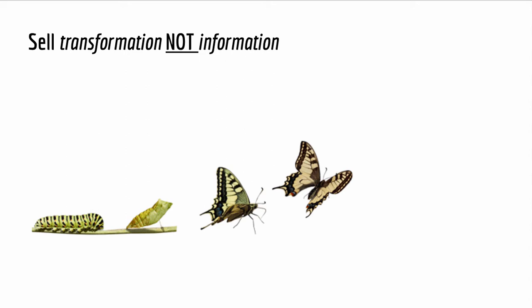Not your method, not the features or the details of your program. So when you're talking to clients, don't talk all about what's in the program. Don't talk about how many videos there are or how it's going to be delivered. Talk about the results that they're going to get. You want to focus on the painful situation they're in right now, what it's costing them to not fix that situation, and then what it's going to be like to be in their ideal situation. That's what you're selling, is the path from pain to their ideal situation.